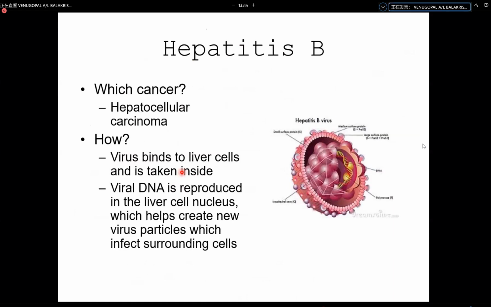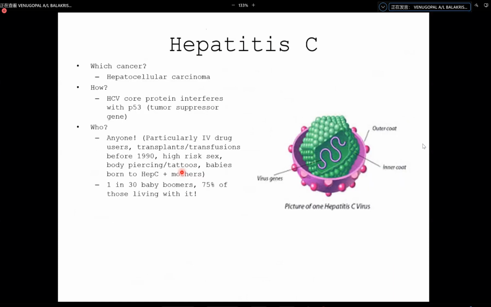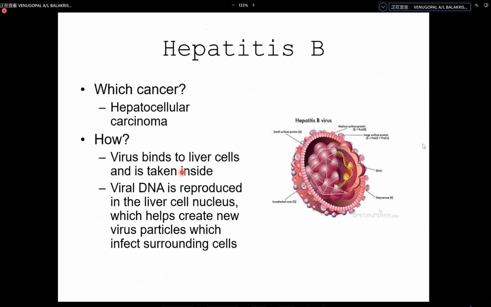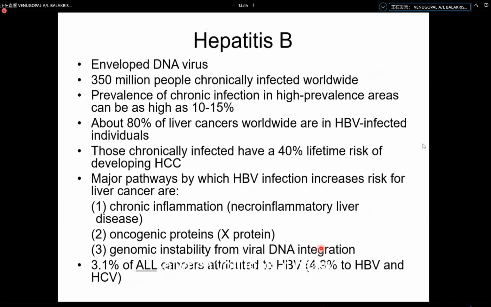So let's look at Hep B, the differences between C and B here. And this virus, how it creates infection: it will bind to liver cells and is taken inside. Viral DNA is reproduced in the cell nucleus, which helps to create new virus particles, which infect the surrounding cells also. Okay. So when you look at Hep B, it's an enveloped DNA virus.